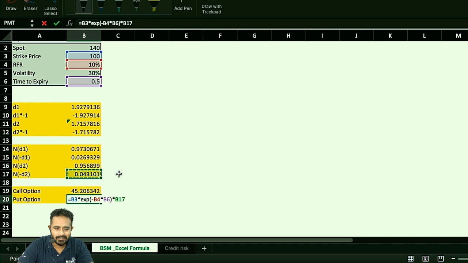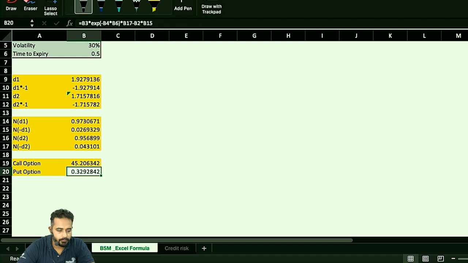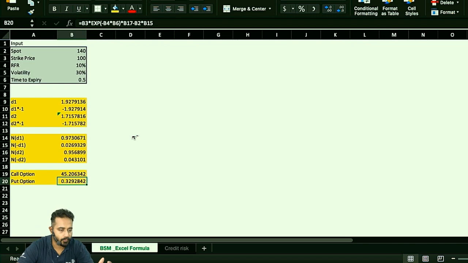So multiplied with N(negative d2) minus the spot price multiplied with N(negative d1). If N(d1) was approximately, if you look at this, N(d1) is 97.3, so this is 2.7. And there you go, the value of your put option is coming out to be 0.329 something, and that's it. This is your Black and Scholes formula, right?